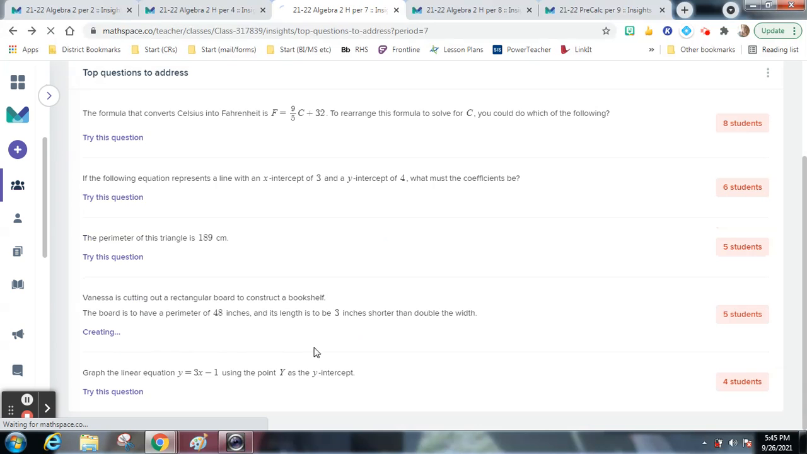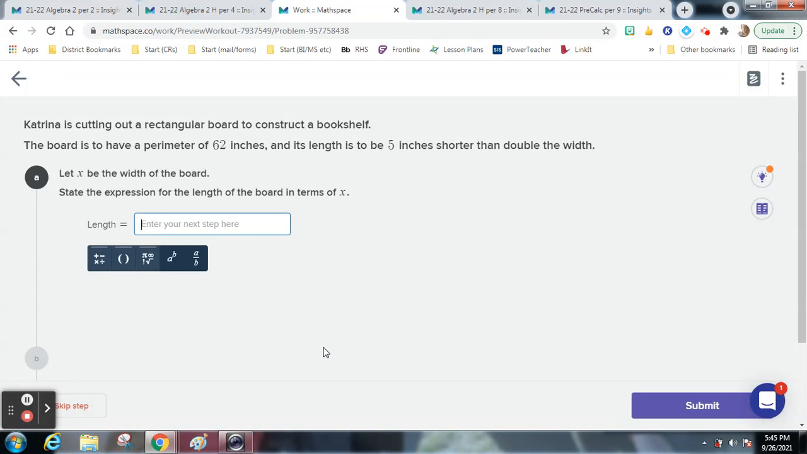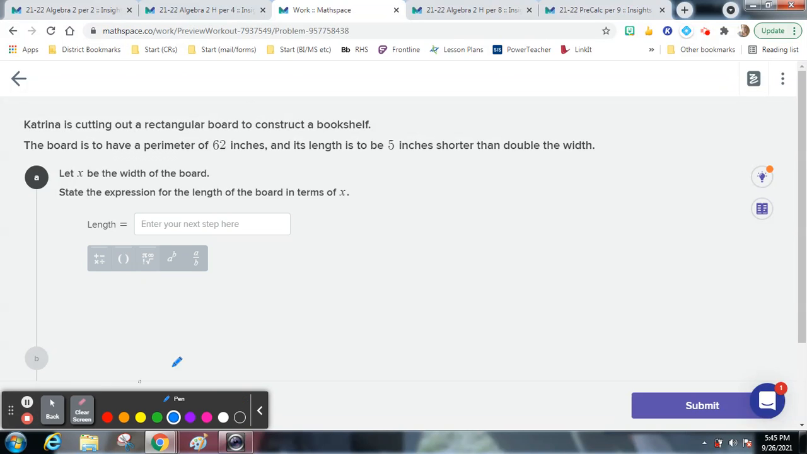Next one. Okay. Cutting a rectangular board. I know there was a lot of questions on this one when we were doing them in class. So the rectangular board has a perimeter of 62 inches. So let's draw this board. We have its length is 5 inches shorter than double the width. So if this is my width, my length is 5 inches shorter than double that. So 2w minus 5 is my length. Well, again, I know these repeat over here. So I'll use that in a little bit.